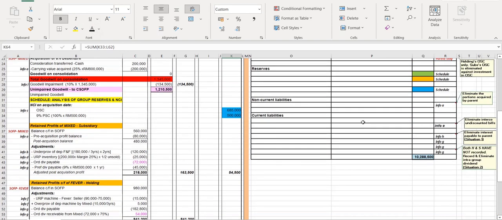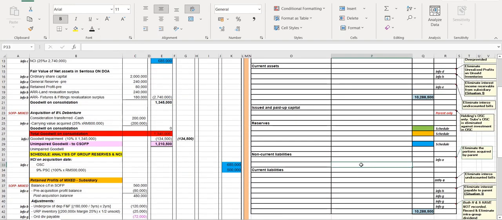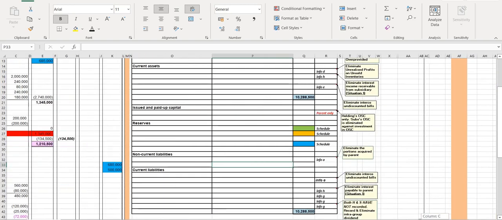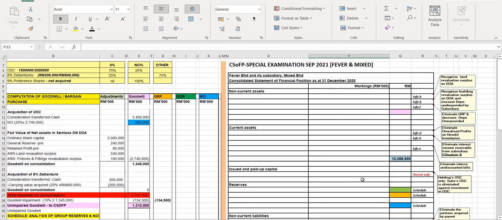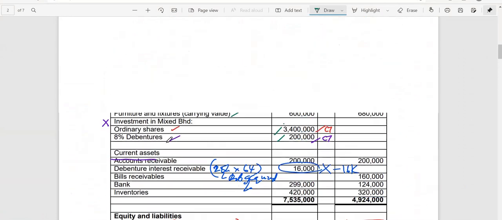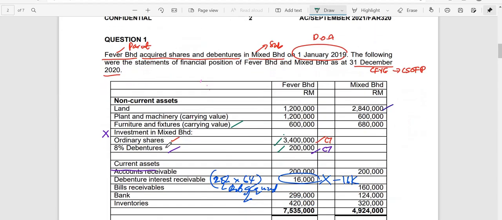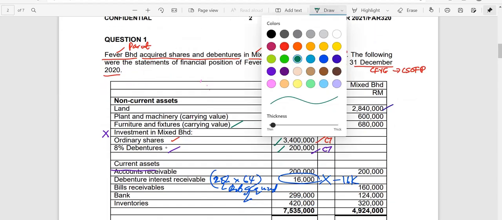Okay, the next stage is to prepare our consolidated statement of financial position. We have done the schedule. So what you will do is, I mentioned, you are going to add, and then you are going to do the elimination. So this will be added.